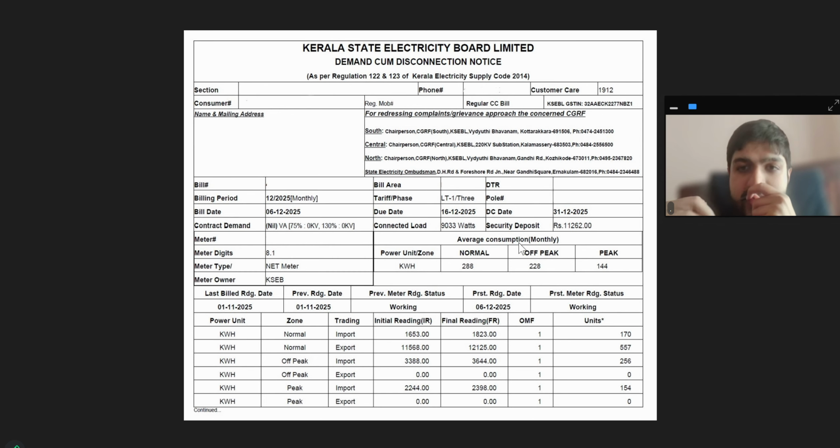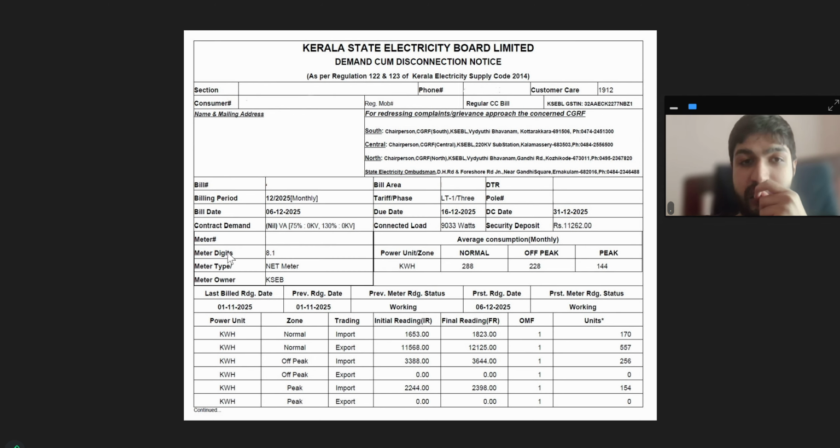The security deposit is the deposit we have given the electric utility as an insurance, so if you fail to pay the required bill amount, they have a right to adjust it from the security deposit. Now they may increase the security deposit from time to time as per their requirements. Right now it's 11,262. If required, they have the right to increase it.